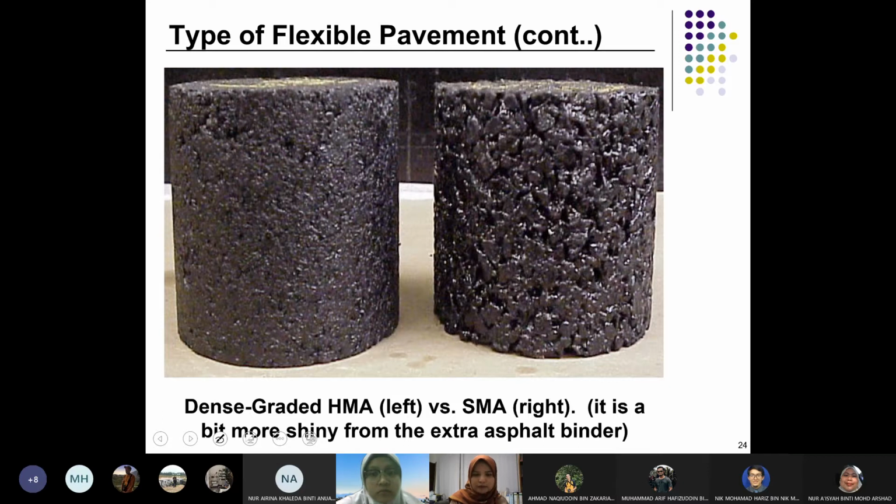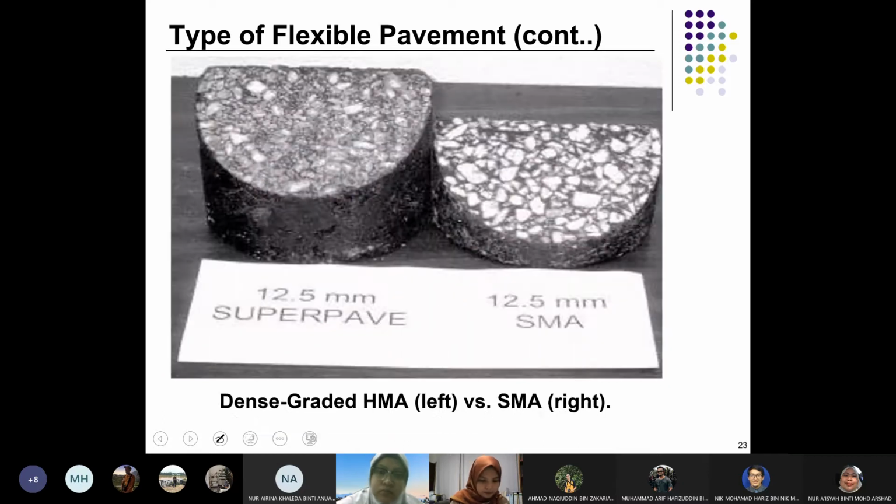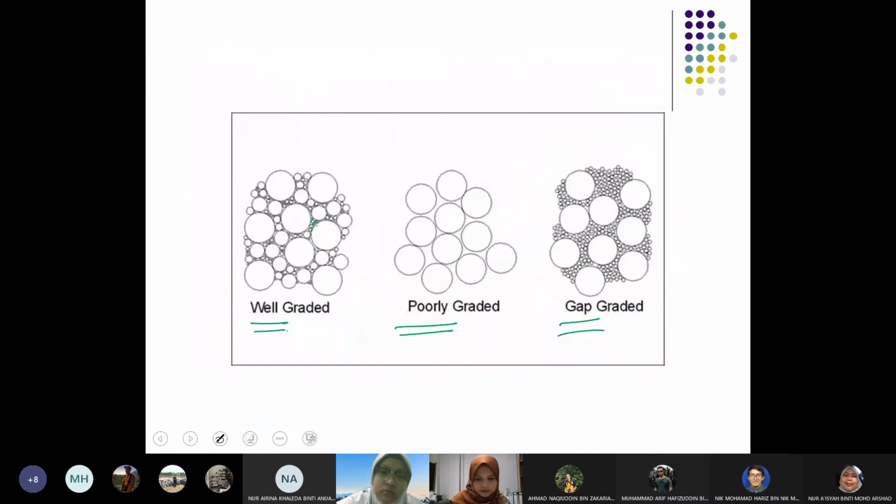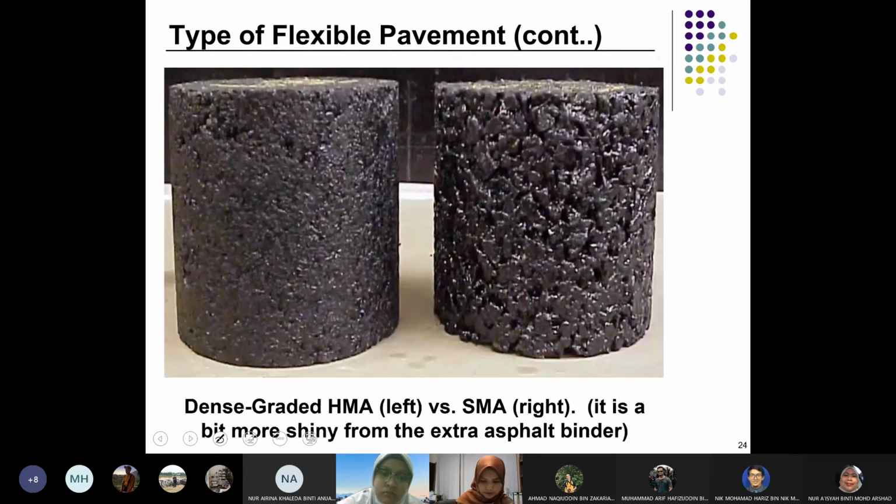Yang sebelah kanan ni, dia guna jenis yang gap graded. Mana gap graded? See this one? Ni ada besar dan terus dia pakai yang kecil. Dia tak ada in between tu. Mungkin akan ada gap in between that might not be filled up. So this is what we call gap graded. See gap graded hasil dia macam mana? Nampak ada lubang-lubang, ada pores in between tu. And this is a bit shiny. Sebab apa? Dia guna banyak bitumen liquid compared to dense graded.